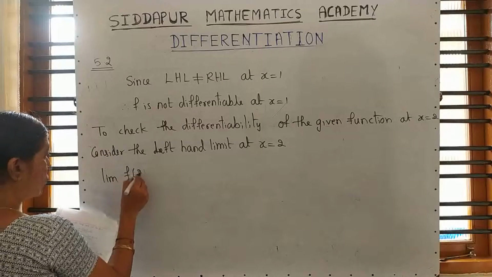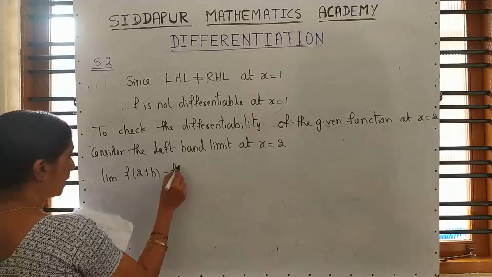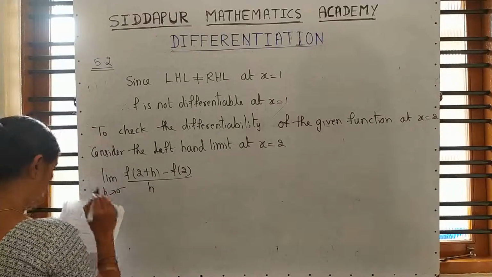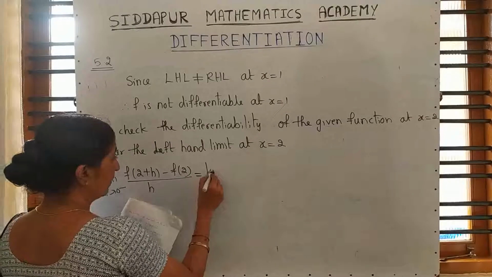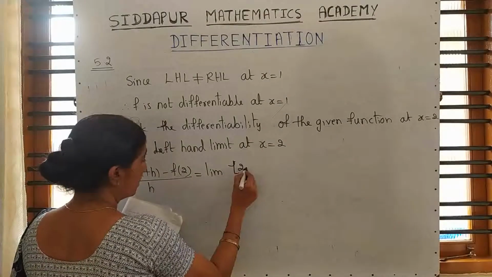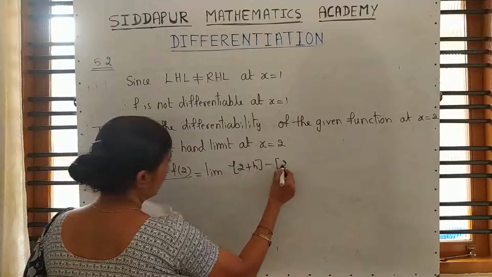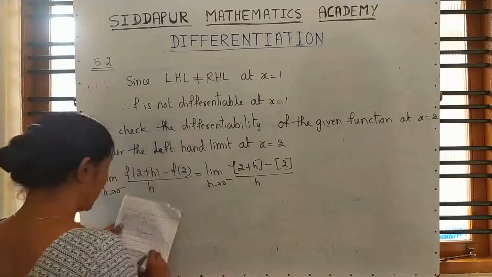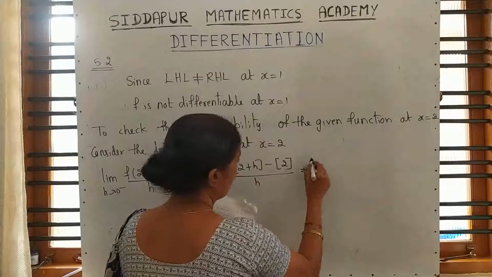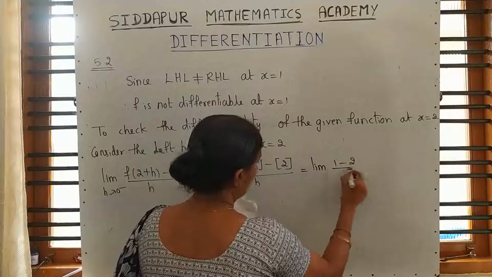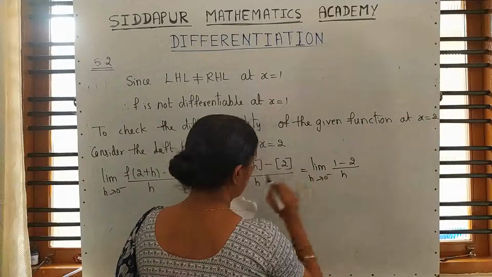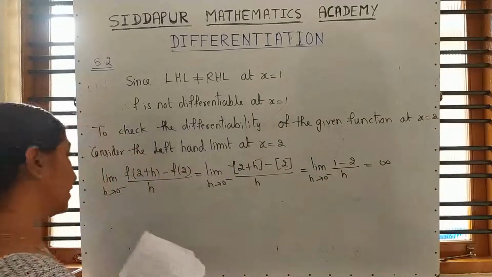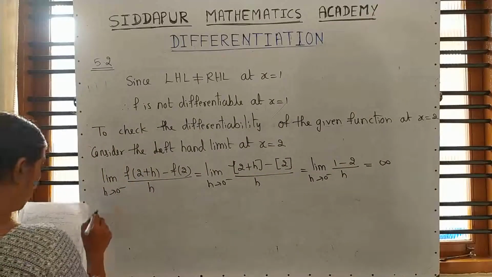Limit f of 2 plus h minus f of 2 divided by h as h tends to 0 minus is equal to limit greatest integer function. What is the greatest integer function of 2 plus h? That is 1. 1 minus 2 divided by h as h tends to 0 minus, again it is infinity because -1 upon h is remaining, that is infinity. Any number upon 0 is infinity.